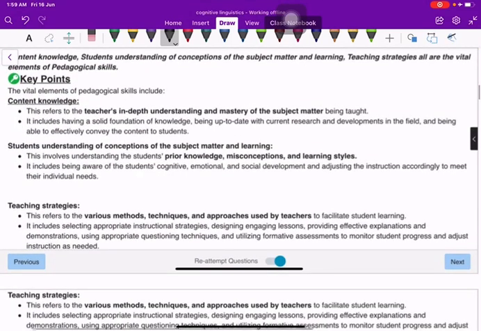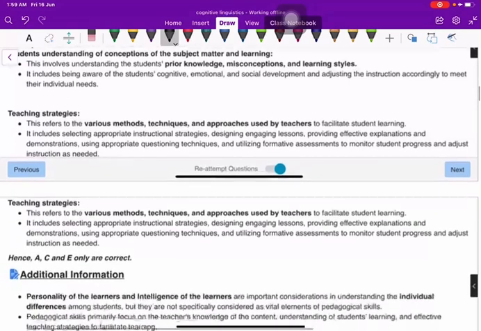So the key points, vital elements, content knowledge. This refers to the teacher's in-depth understanding and mastery of the subject matter being taught. Includes having a solid foundation of knowledge, being up to date with current research and developments in the field, and being able to effectively convey the content to the students.